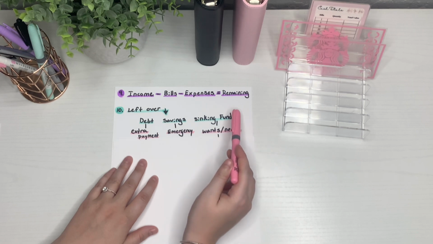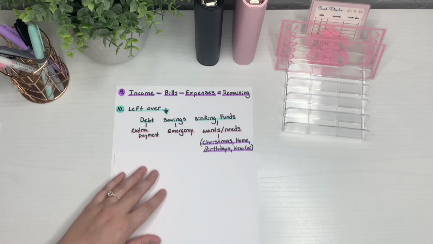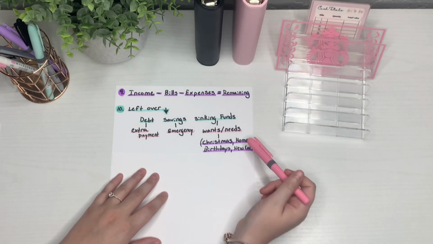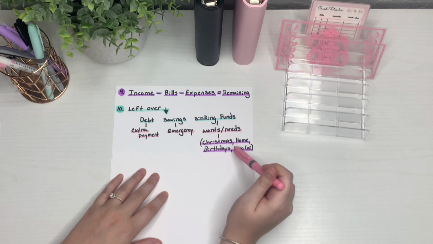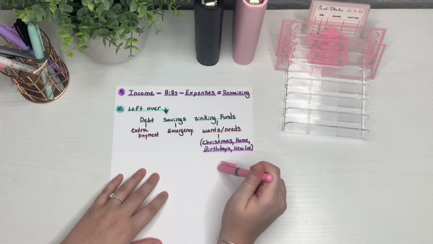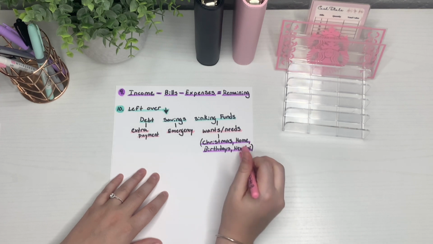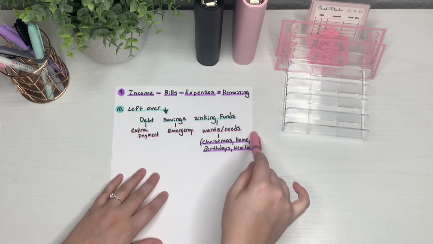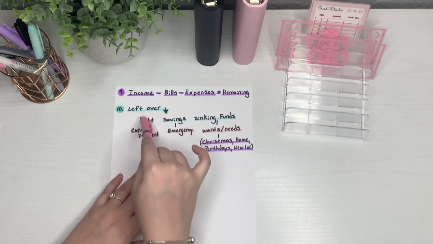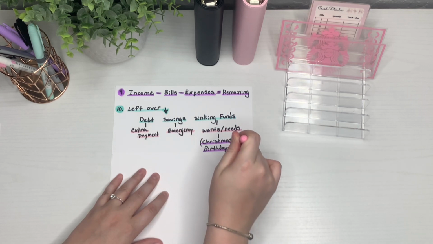Then you're going to take your sinking funds, wants or needs, okay? So the wants or needs are going to be like Christmas. Are you saving for a home down payment? Are you saving for birthdays, a new car, like I already said? Another one would be vacation, car maintenance, whatever it may be, that is where these are going to go. This step is completely optional, okay? This is if you want to get rid of your debt, if you want to add to your savings, and then if you want to do sinking funds.